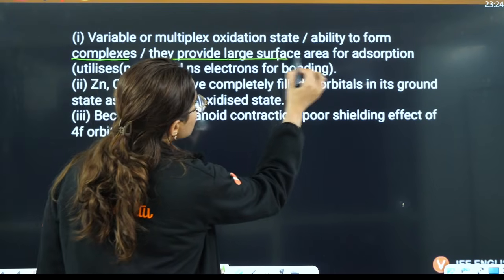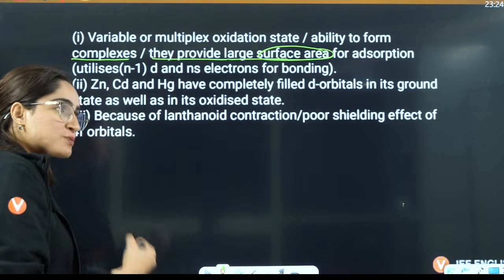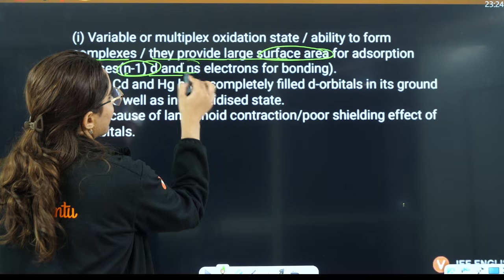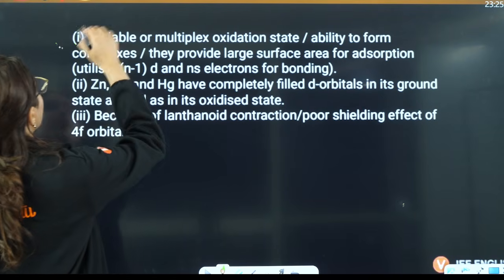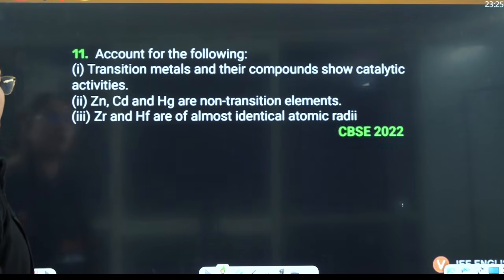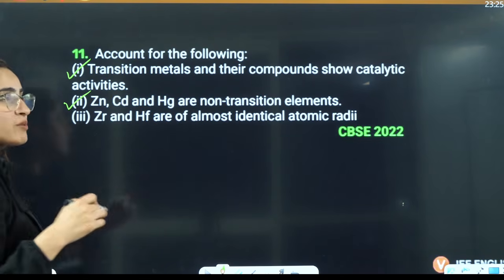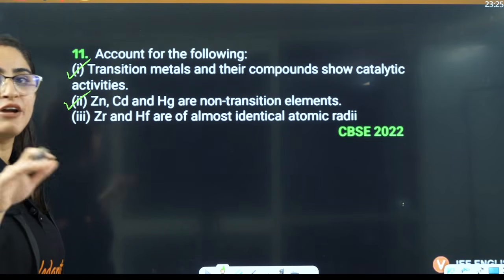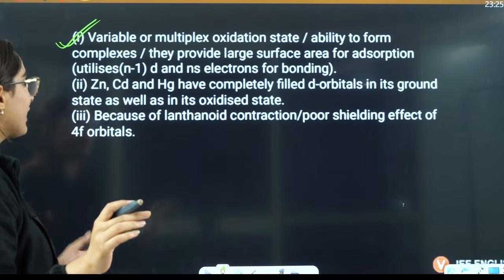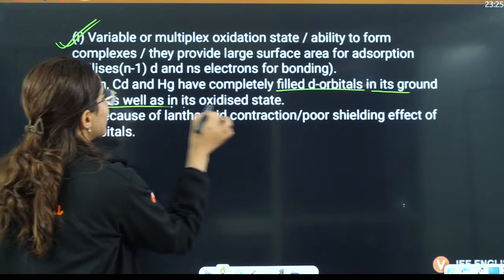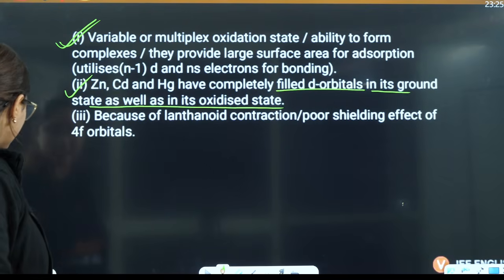They provide large surface area for the adsorption of the catalyst, and it utilizes (n-1)d and ns electrons for bonding. These are the reasons, right? Second, zinc, cadmium, and mercury are not transition elements because they have a fully filled d orbital in the ground state as well as in the excited state.